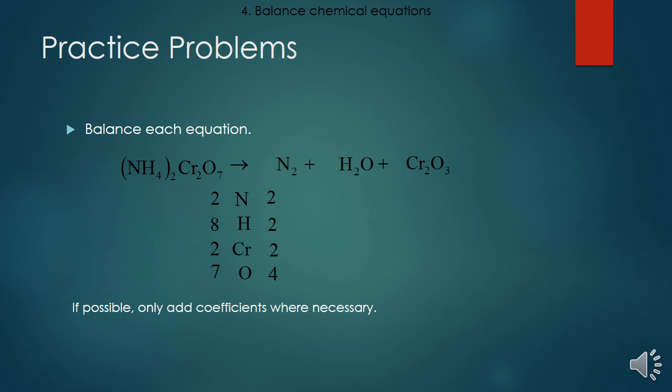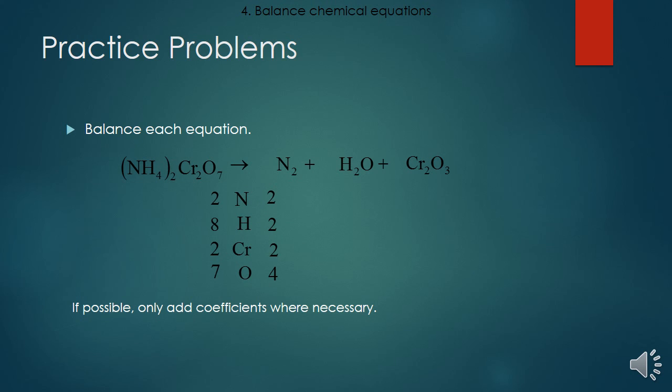So if possible, we only want to add coefficients where necessary. That's kind of maybe a no-nonsense type of hint there. And what I mean by that is this. When I look at my atom count, the nitrogen is balanced to start with, as is the chromium. So if I can avoid it, I don't want to change those counts. I don't want to add a coefficient to any of those substances that would change the nitrogen or the chromium.